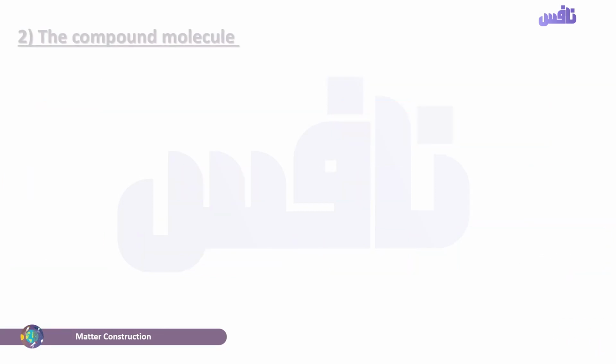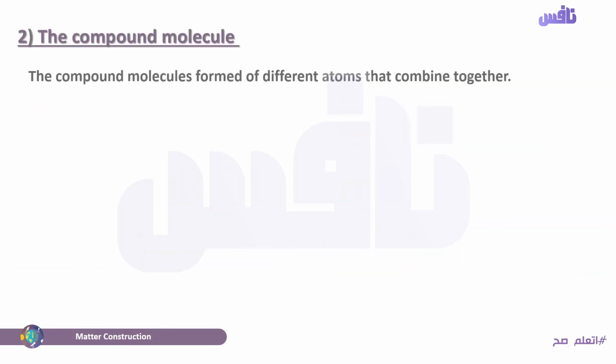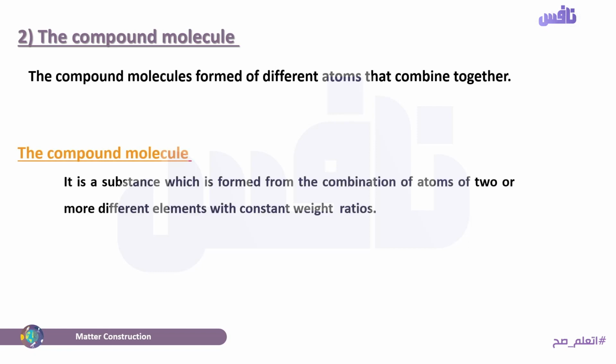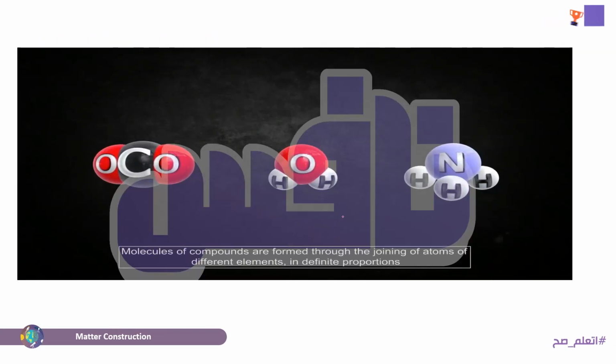Now I will explain the compound molecule. The compound molecules are formed of different atoms that combine together. What is the meaning of compound molecules? It's a substance which is formed from the combination of atoms of two or more different elements with constant weight ratios. Okay, let's watch a video.